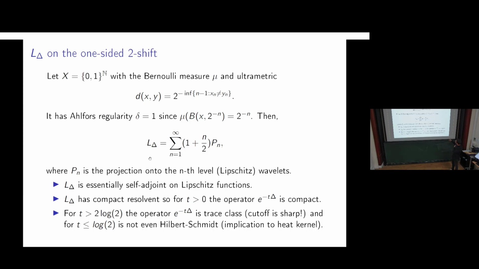In particular, this heat semigroup is compact, consisting of compact operators. And for every t greater than 2 times the logarithm of 2, the operators are trace class, because this grows like n over 2, and the eigenspaces have dimension 2 to the n minus 1, 2 to the n.